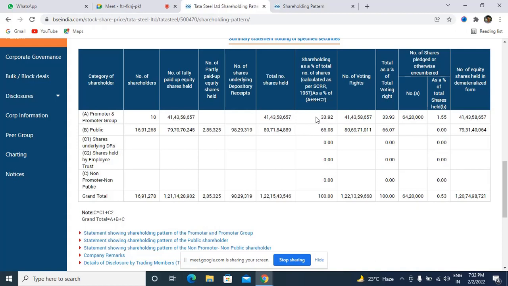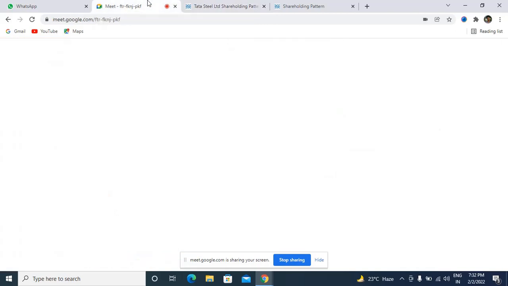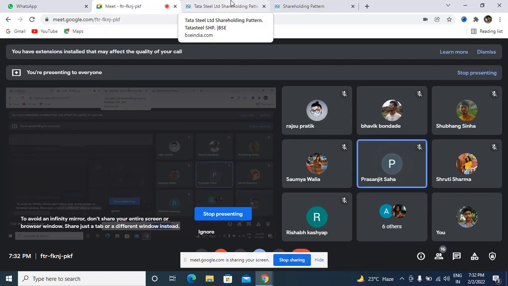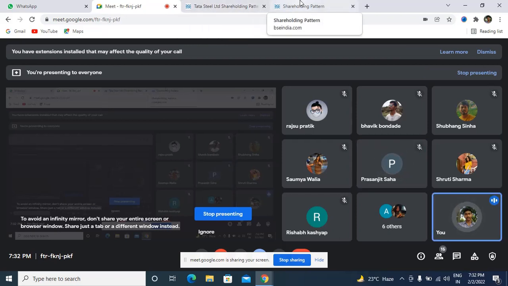So what is their shareholding in Tata Steel? Of the promoters, 33.92%, and for the public it is 66.08%. Now, as you can see, it is written here that it's public shareholding. Do you know what are the other names for public shareholders? Retail investor. And is this only retail? Public institutional also share. Yes.